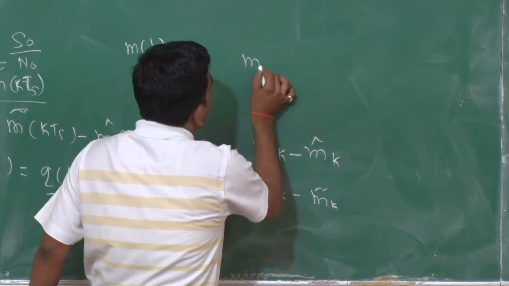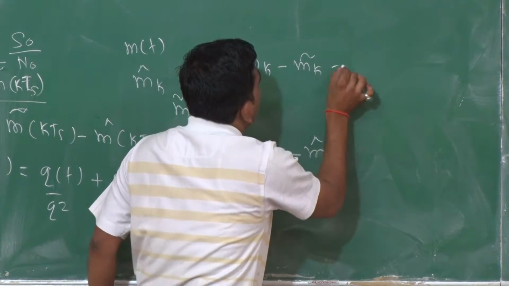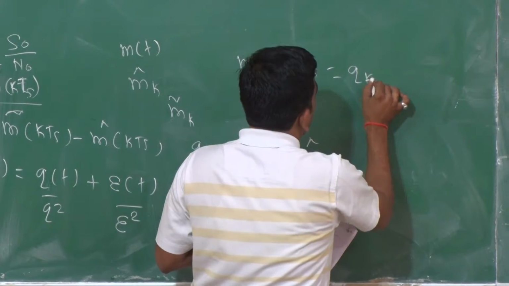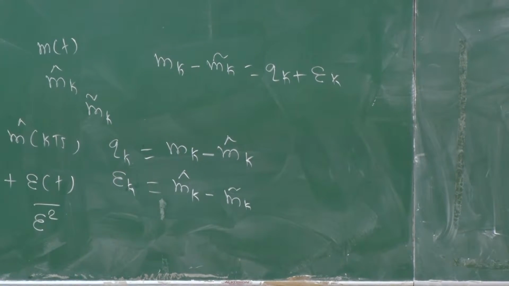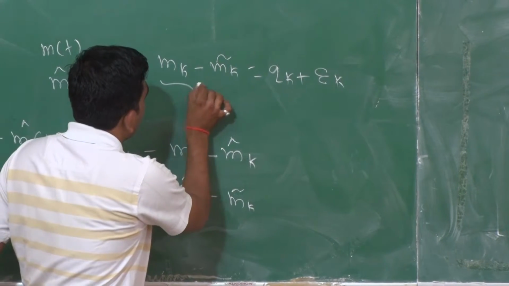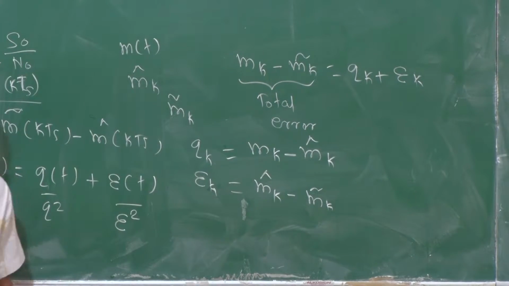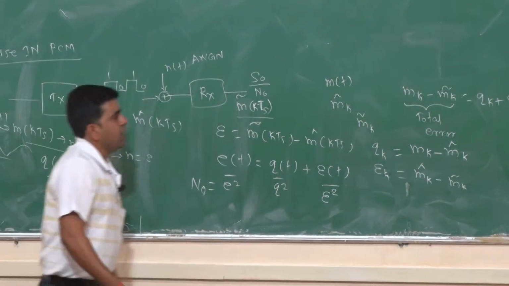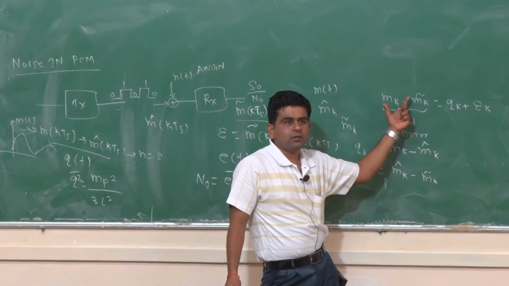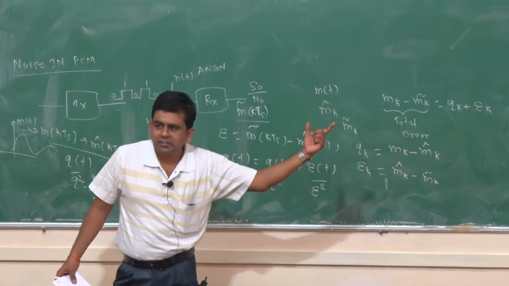So the total error, that is the difference between your actual signal m_k minus m_k tilde, is equal to q, quantization error, plus epsilon error. This is nothing but the total error. Total error, that is the output. This is the reconstructed output and this is the input, that is m_k minus m_k tilde. The difference between the actual sample signal minus the reconstructed signal is equal to quantization error plus detection error.